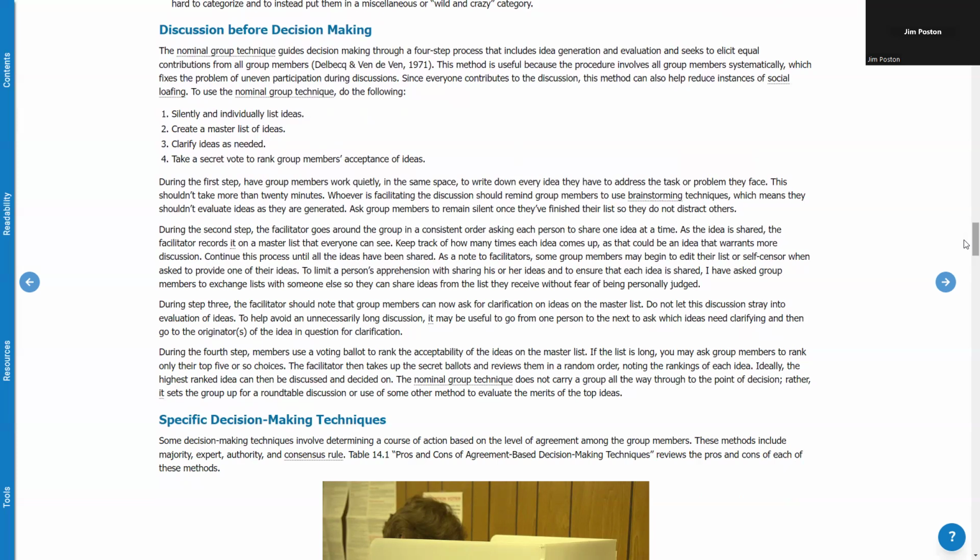To use the nominal group technique, do the following. Number one, silently and individually list ideas. Number two, create a master list of ideas. Number three, clarify ideas as needed. And number four, take a secret vote to rank group members' acceptance of ideas.